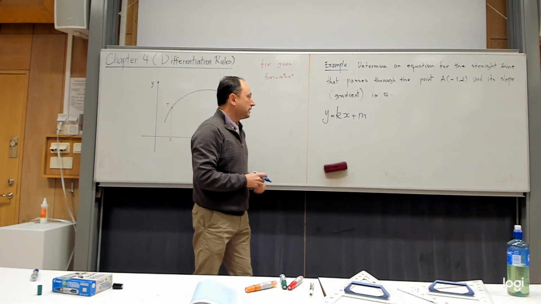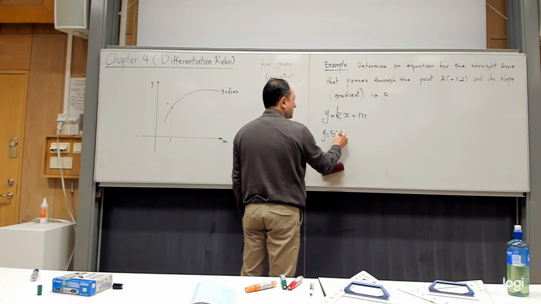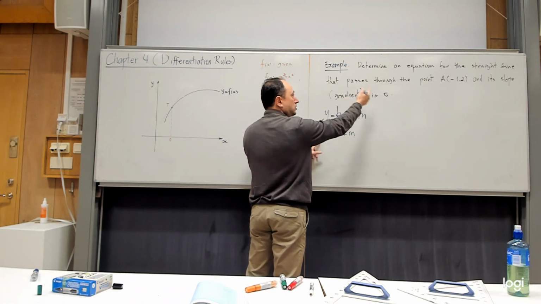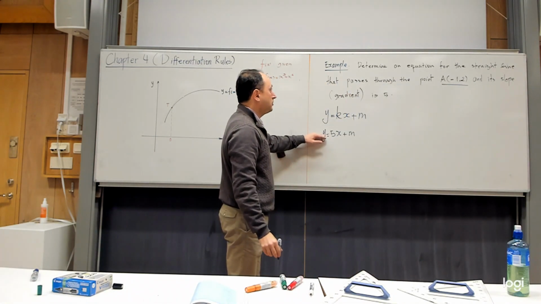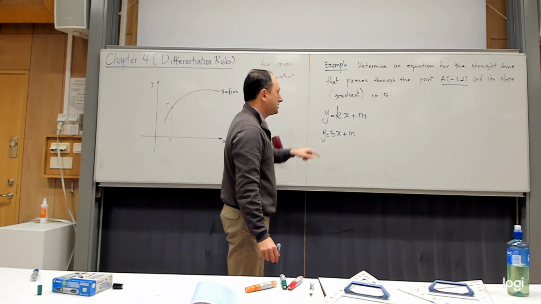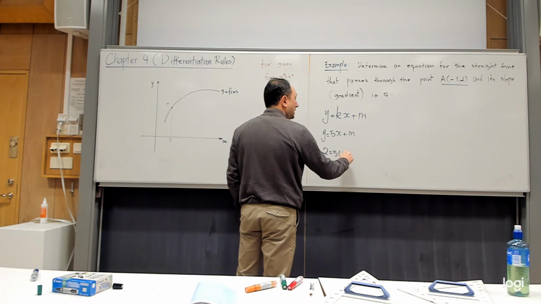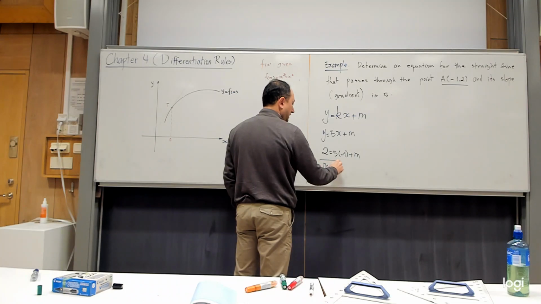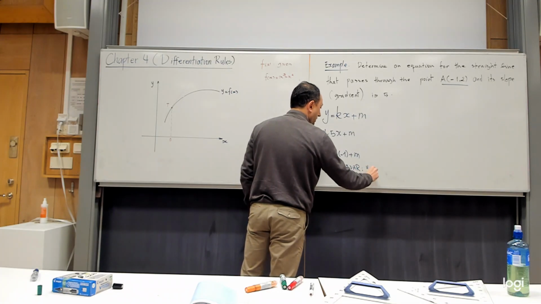Here, k is directly given to me as 5, so I would write it here: 5x plus m. But m is missing. For finding this m, I need an extra piece of information which is provided in the problem itself. This line is supposed to pass through that point, so it means that the coordinates of that point satisfy this equation. So 2 is equal to 5 times minus 1 plus m. M is missing here, I will find it. So m becomes 7. And when everything is done, I put it back. So the answer would be y equals 5x plus 7.